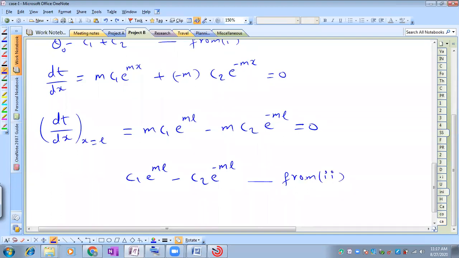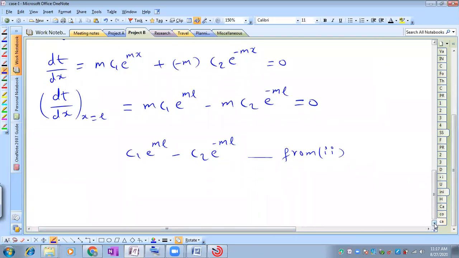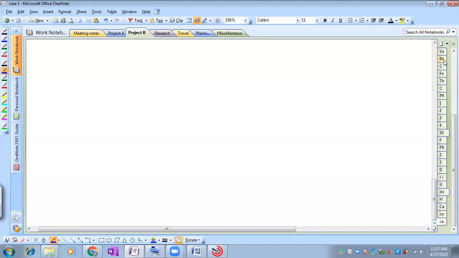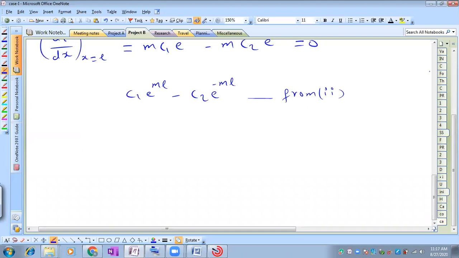So are you getting me? C1 e raised to mL minus C2 e raised to minus mL. So still we have not got the C1 and C2 values. So what we'll do now, we'll equate 1 and 2. If I equate equation 1 and 2 to get the values of C1 and C2, what is equation 1? Equation 1 is C1 plus C2 is equal to theta 0.